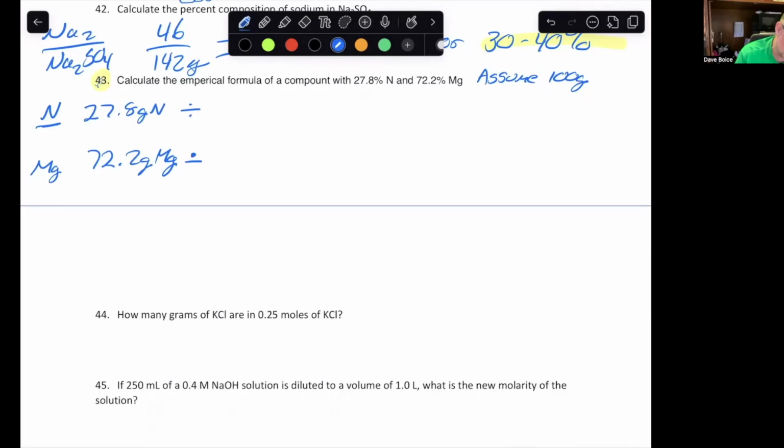Now, if there's any question, I should have put a whole ton of them on here. It would be something like this. So I did add a few. This is actually changed from last year. So please make sure you know how to do these. These are very important. So nitrogen is 14.01 according to the periodic table, and magnesium is 24.31 grams per mole according to the periodic table. So if I do this, I get 1.99, and here I get 2.97.